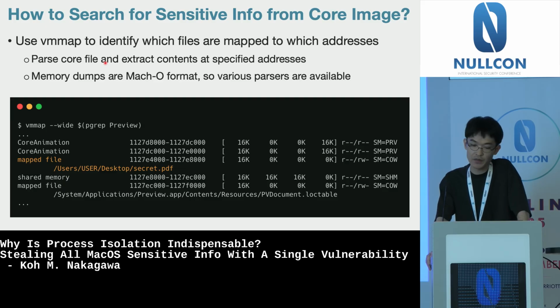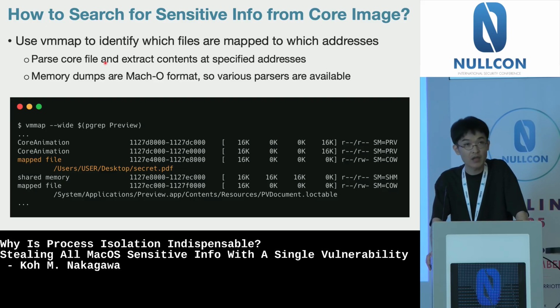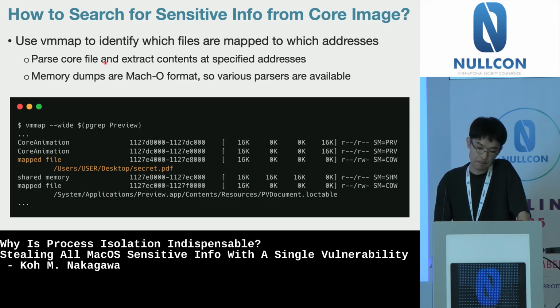But how do we actually find the sensitive information inside a core image? We can use vmmap again to see which files are mapped to which memory addresses. Once we know the addresses, we parse the Mach-O file and extract the corresponding contents.